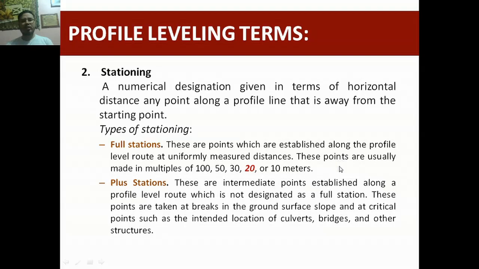Here in the Philippines, usually our station is every 20 meters. But it may also be every 100 meters, 50 meters, but usually 20 meters. Okay? And then we have plus station. These are stations that are not called full stations. So the distance from station to station does not reach 20 meters. These points are taken at breaks in the ground surface slope and at critical points. Remember, critical points such as culverts, bridges, and other structures.